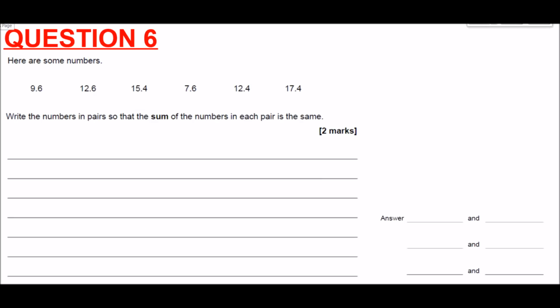Question 6. We've got some numbers. 6 numbers, to be honest. And what we need to do now is write the numbers in pairs so that the sum of the numbers in each pair is the same. So like I said, if you count the numbers up, 1, 2, 3, 4, 5, 6. We've got 6 numbers. So that tells us, therefore, if we have 6 numbers, we're going to have 3 pairs of numbers.